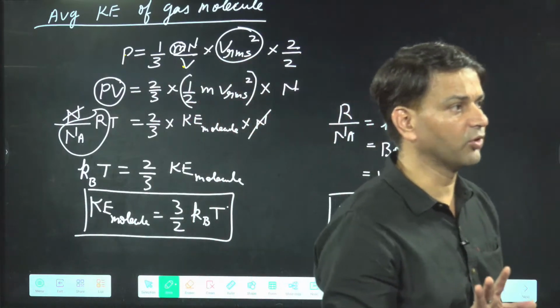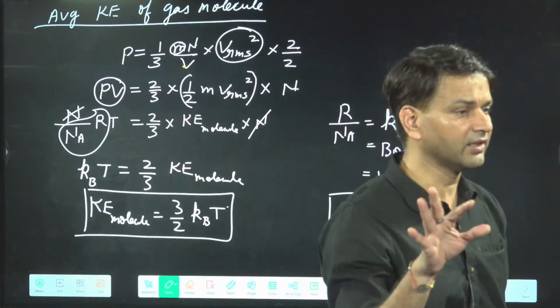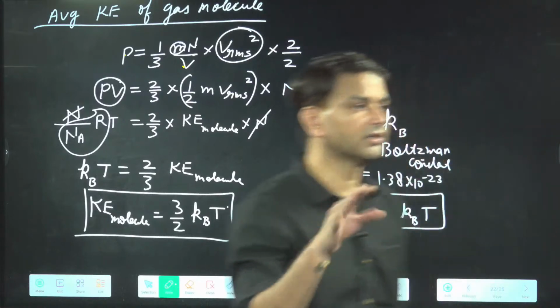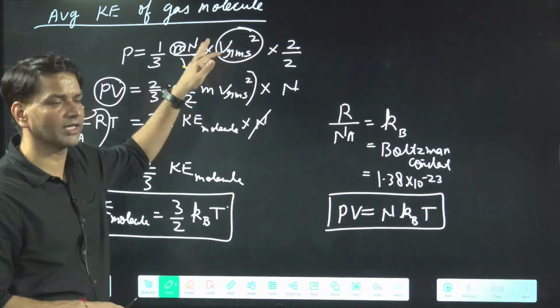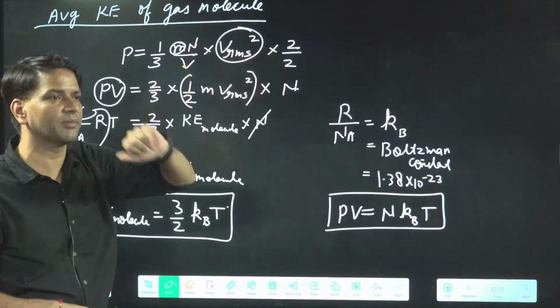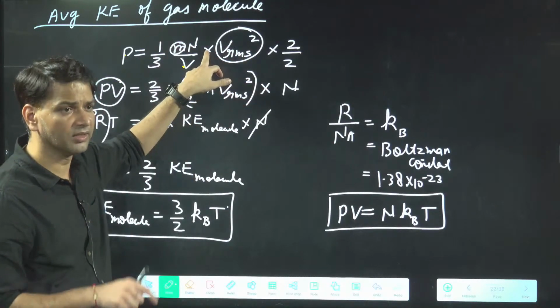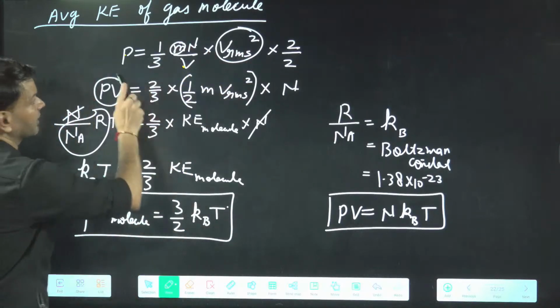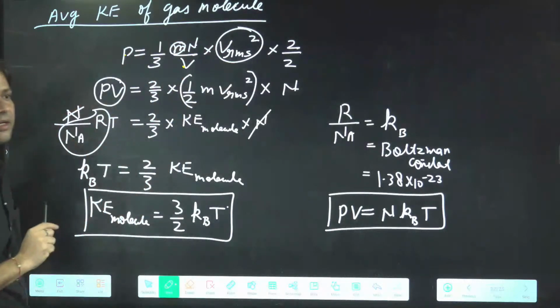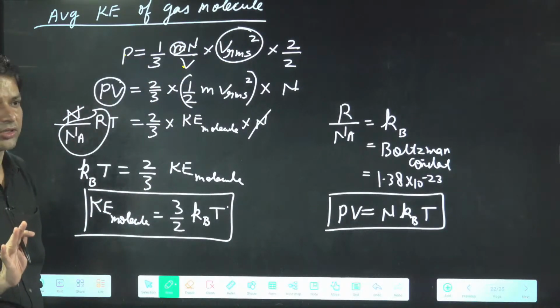I need the VRMS formula. So PV I can write as nRT, and then from that you will get the VRMS. After solving, you will get VRMS is equal to under root 3RT by M. So that formula came from here. Derivation is not required, so we have to remember the formula directly, and we can derive it from this relation. Everybody is getting it or not?